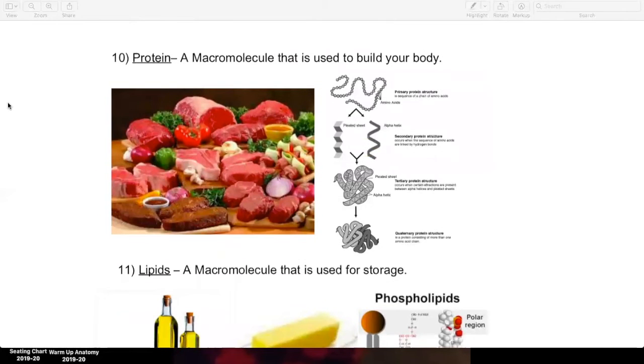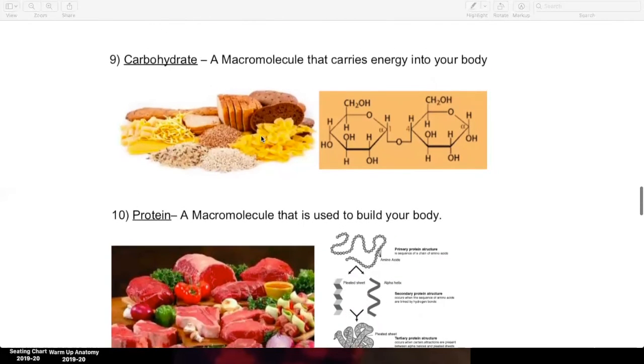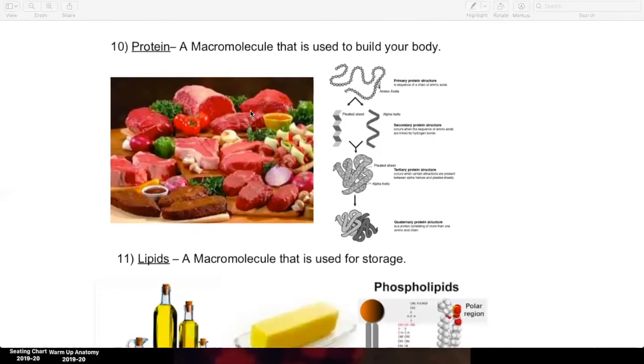Our next macromolecule is proteins, the macromolecule that is used to build up your body. Things like meat have proteins in it. Your body is made up of proteins, and those proteins you get from the food you eat. So the more you eat, the more body you can have. So carbs give you energy, proteins give you material to use to build up yourself. Right? These are basically the Lego pieces that build up your body.